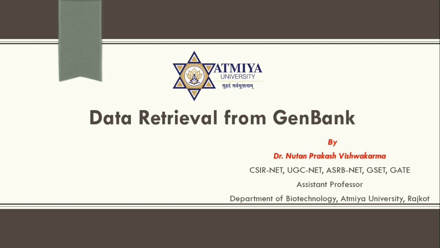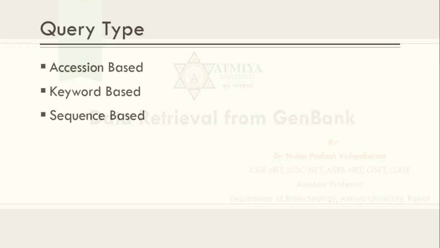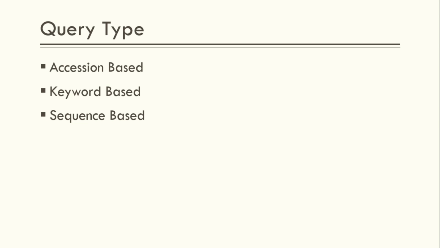So before I go for the demonstration, let us discuss the different ways you can get the records from GenBank. So how can you make a query from GenBank? The first queries are SSN based, keyword based and sequence based.